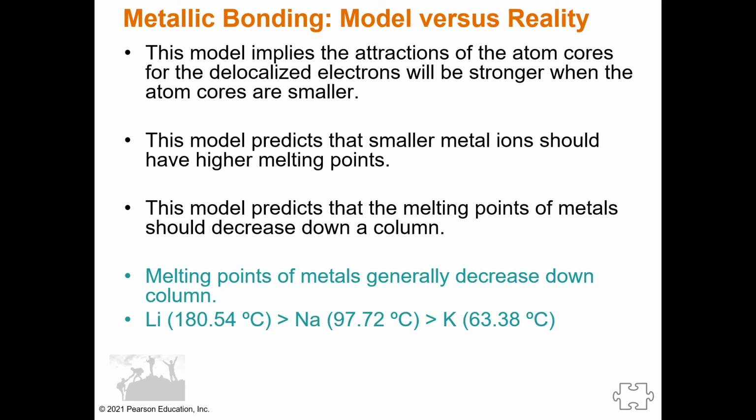Now think about what happens when we go down the column in the periodic table. The atomic radius and the ionic radius increase as we go down the column. What's going to happen with the melting points? Well, they're going to decrease when you go down the column. That should make sense because the further away the positively charged nucleus is from the electron sea, the smaller the attraction. So it'll be easier to break those bonds, and less energy is needed to melt metals further down the periodic table.